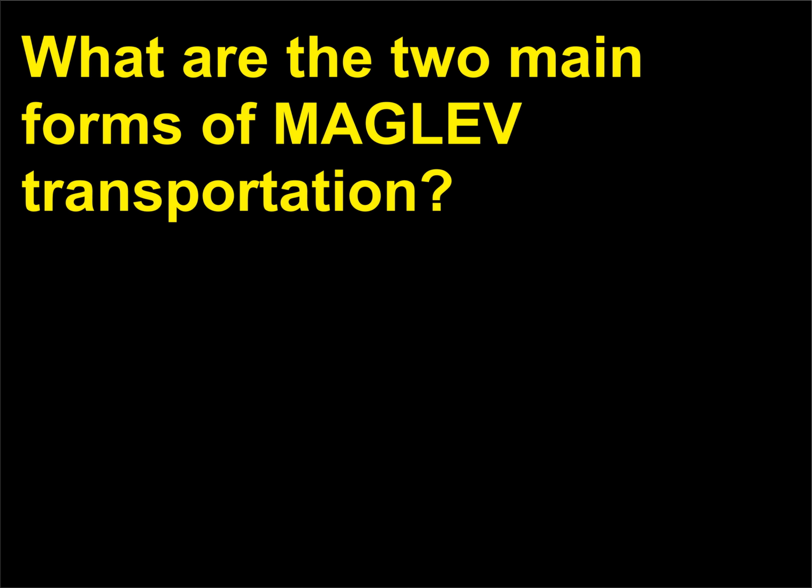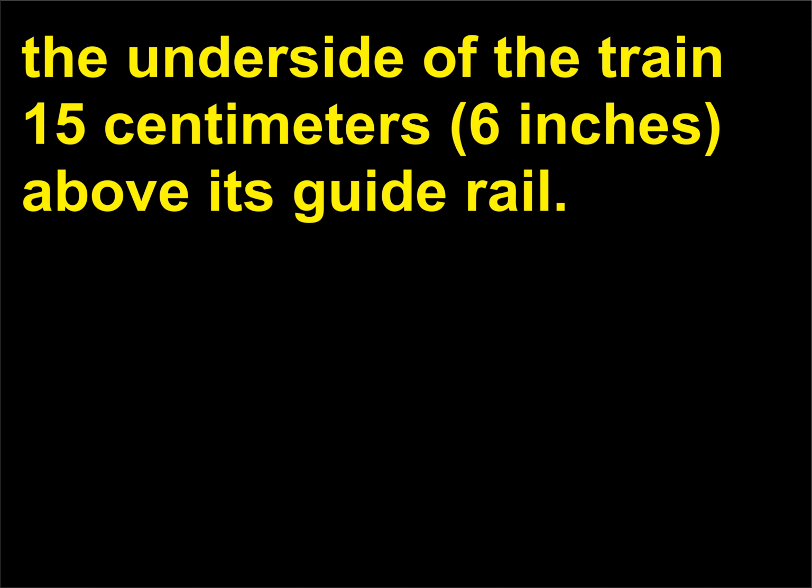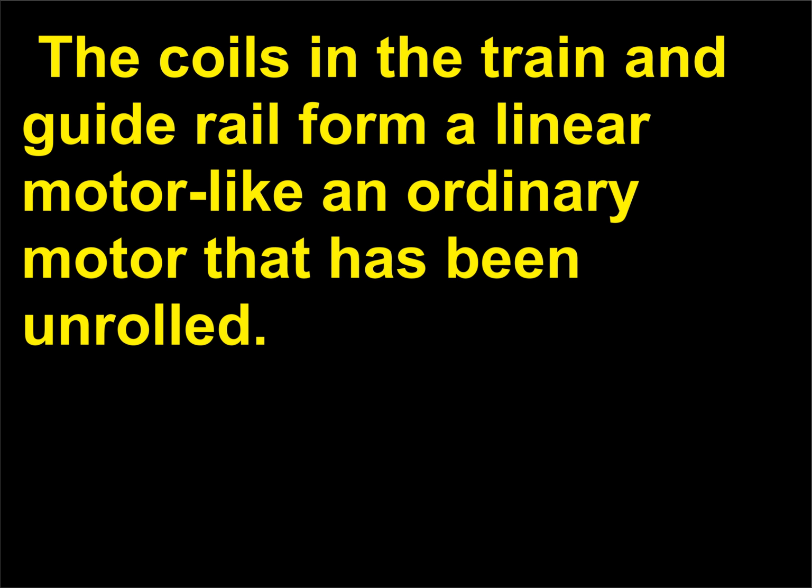What are the two main forms of maglev transportation? The German system uses the attractive forces between electromagnets to lift the underside of the train 15 centimeters, 6 inches, above its guide rail. The coils in the train and guide rail form a linear motor like an ordinary motor that has been unrolled.